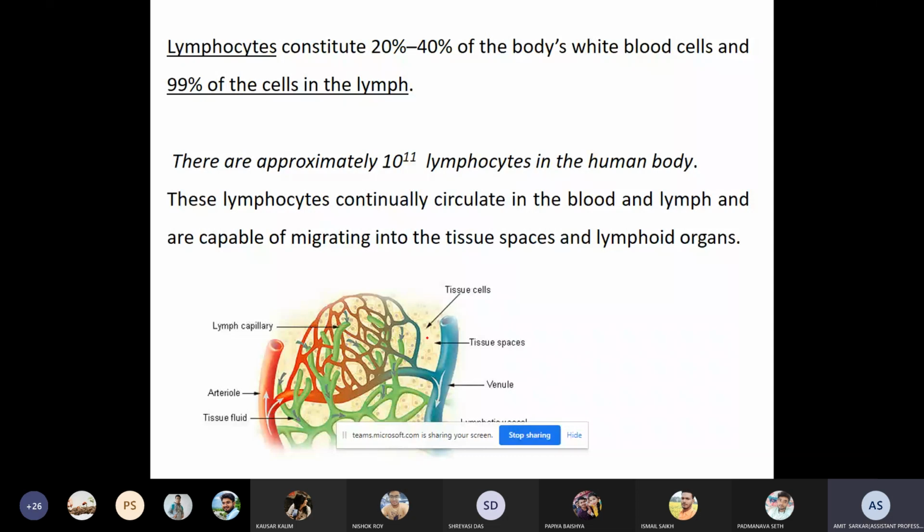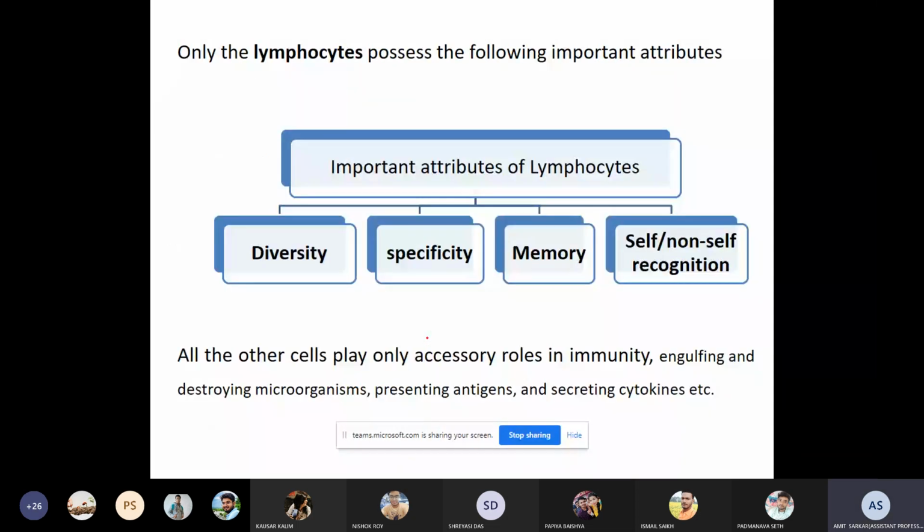Fine. Now, these lymphocytes are one particular type of cell, with no match with any other cell in our system, which has some important attributes. Attributes means characteristics, known as diversity, specificity, memory, self and non-self recognition. So gradually we will try to understand the actual meaning of this, but let's discuss a bit here. First, diversity.